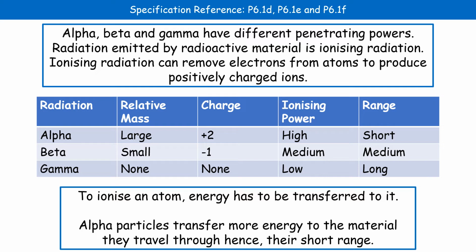When we're talking about ionizing, this is basically the ability of that radiation to remove electrons from atoms and therefore form ions. So in order to ionize an atom, we've got to transfer energy to it. The reason that the alpha particles have the highest ionizing power is just that they're going to transfer more energy to the material, and as a result of that, they only have a short range because the energy is going into ionizing something, and therefore it's not going to travel as far.